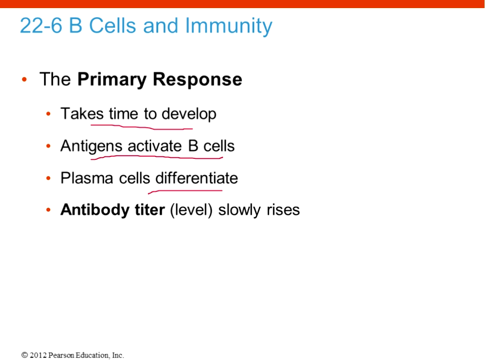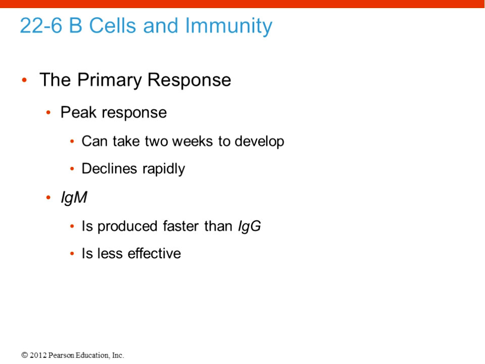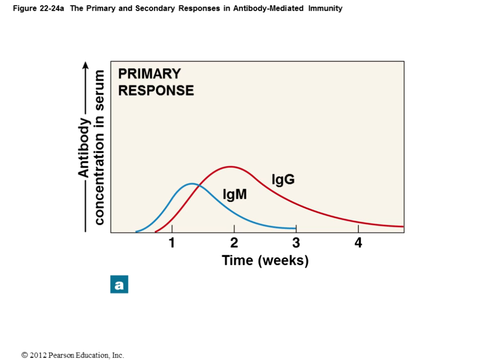The antibody titer level slowly rises as those plasma cells differentiate, right? In the primary response, you start to see a peak response that's going to take maybe several weeks to develop, right? And IgM is produced faster than IgG, but is less effective. So IgM, again, will be the thing that we'll see first, and then IgG will take over.